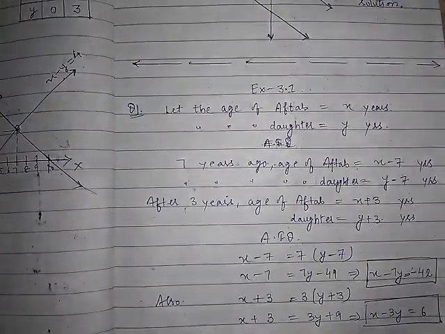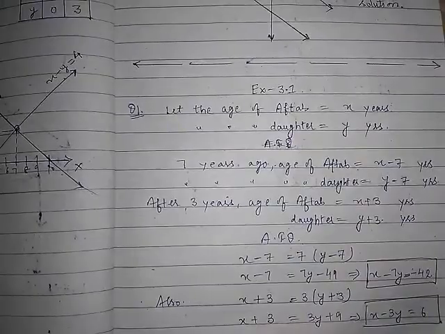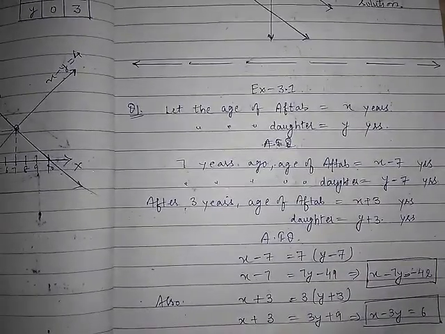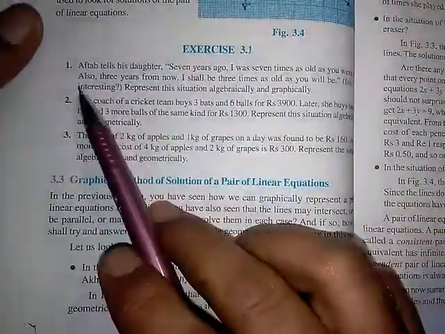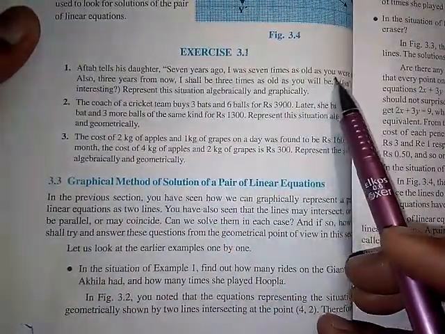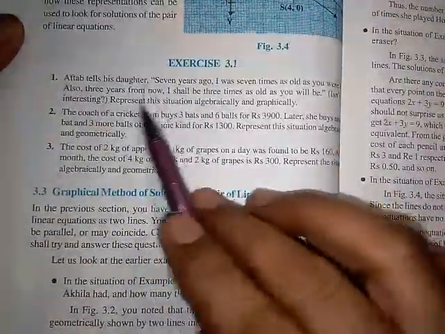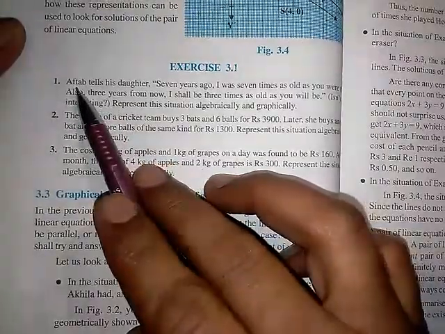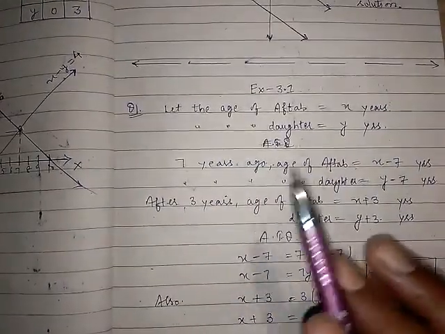Then come to your question number 1. So what is the question here? This exercise is from your NCERT book. You can have a look at the question. Aftab tells his daughter, 7 years ago, I was 7 times as old as you were. They are talking in this question about the ages of Aftab as well as his daughter. So what is our work? In the end, we have to find out their ages only.